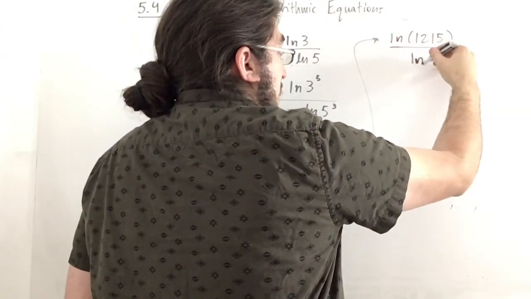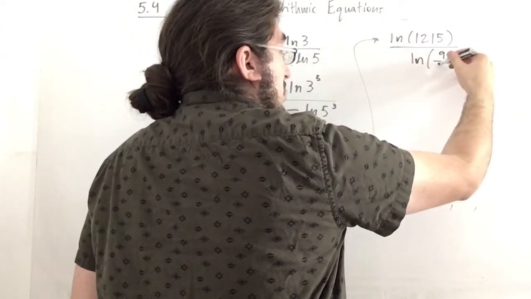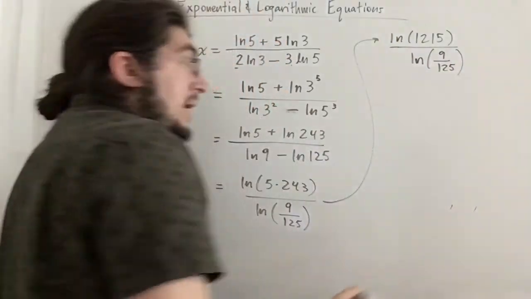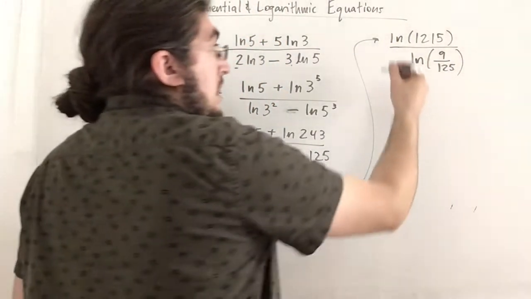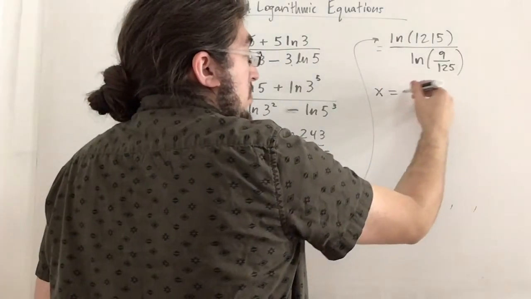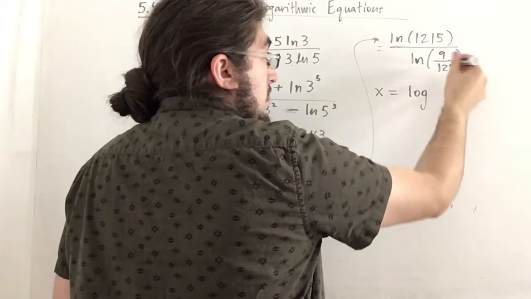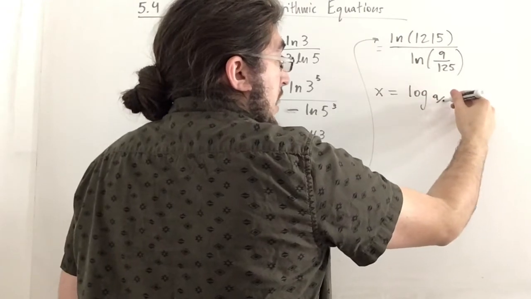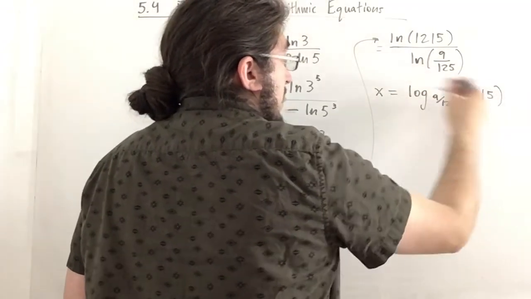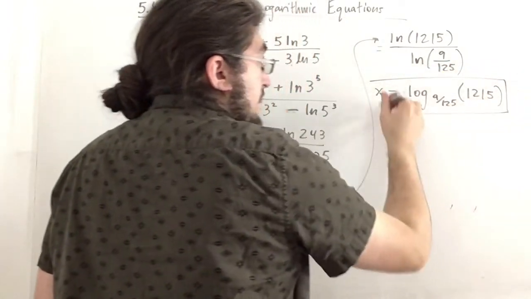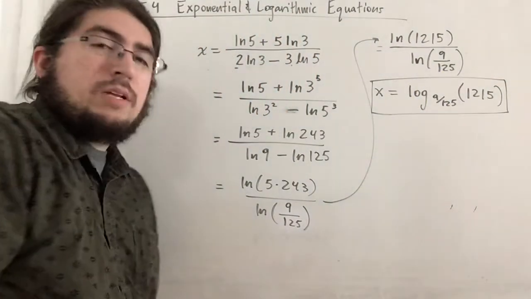And you'd think I'd be done because there's not really much more we can do to simplify this. But you actually kind of can. You can use a change of base formula in reverse to finally get x equal to log base the bottom inside, 9 over 125, of 1215. Crazy. So yes, this is something that you definitely can do.